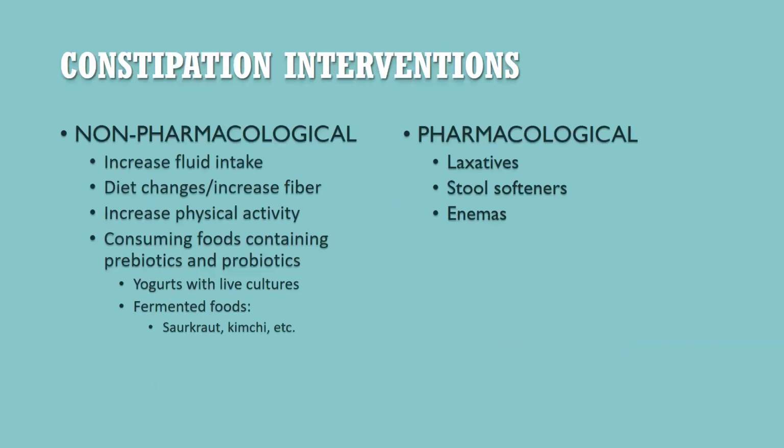So for non-pharmacological interventions, for clients who are constipated or have chronic constipation, you'll want to make sure that you increase their fluid intake, or encourage them to increase their fluid intake. Make changes to diet, and that includes increasing fiber. Increasing fruits and vegetables will really help increase the fiber and make it easier to pass a stool. Increasing physical activity where you're able to will also help wake up the GI system and get the bowels moving. And consuming foods containing prebiotics and probiotics, such as yogurts with live cultures or fermented foods such as sauerkraut and kimchi, are beneficial to helping with stooling.